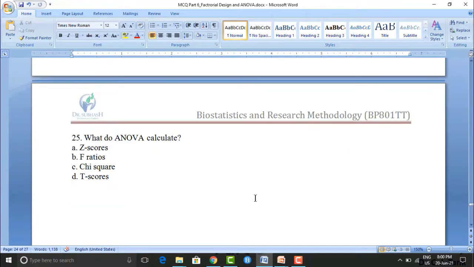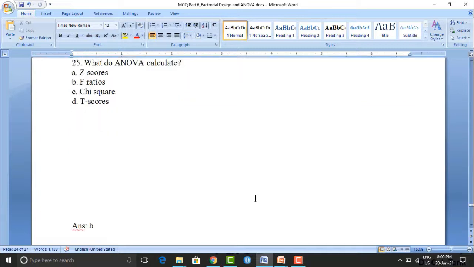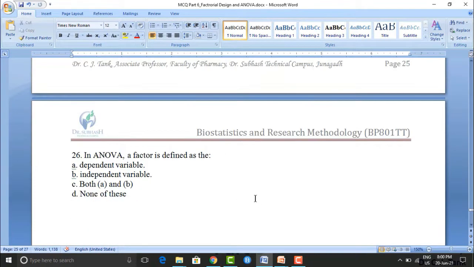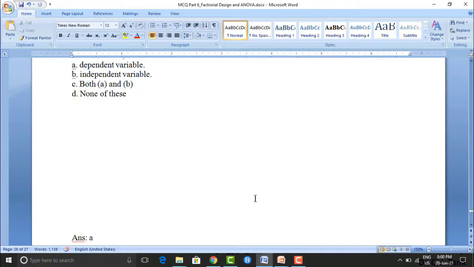What does ANOVA calculate? Option A, Z score, option B, F ratio, option C, chi-square, option D, t-scores. The correct answer for this question is B, F ratio. Next question. In ANOVA, a factor is defined as the option A, dependent variable, option B, independent variable, option C, both A and B, and option D, none of these. The correct answer for this question is option A, dependent variable.